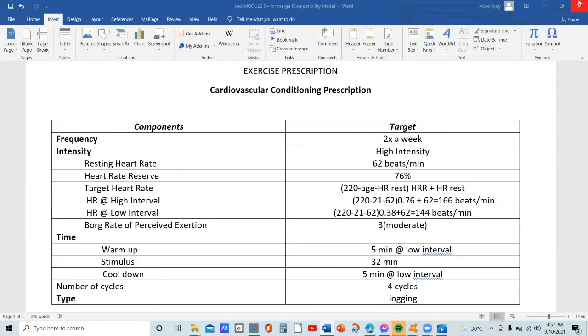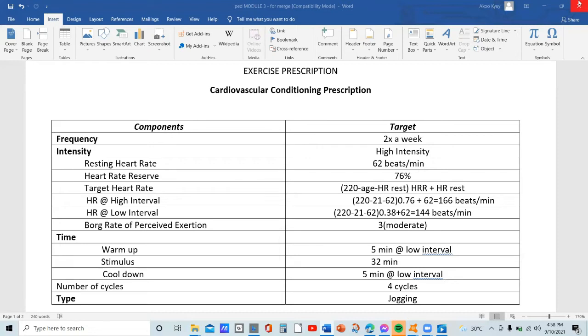Hi everyone, in this video, I will be discussing and showing you my exercise prescription using the FITT format for both cardiovascular conditioning and strengthening. So here is my exercise prescription for cardiovascular conditioning.